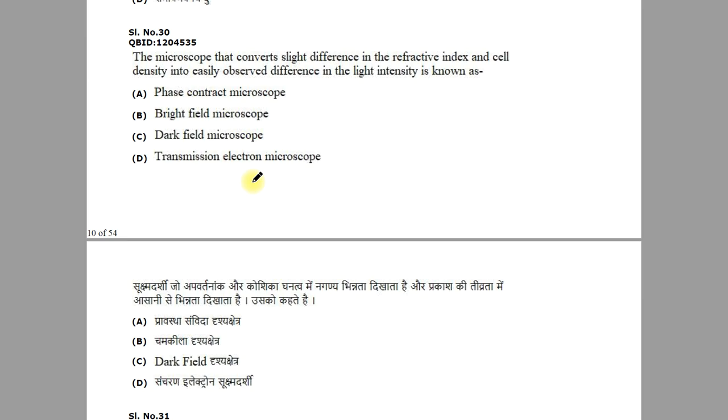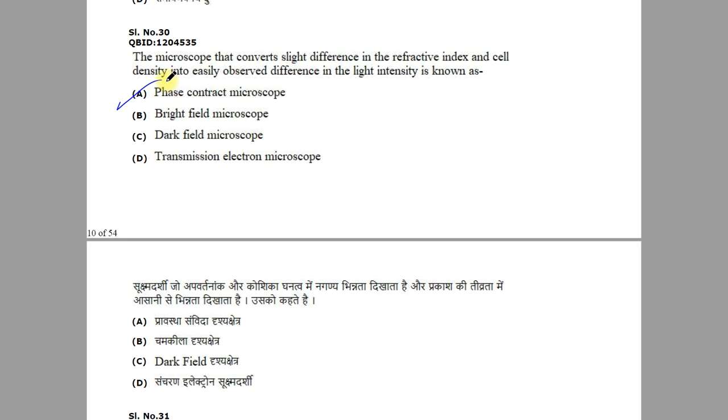Question number 30. The microscope that converts slight differences in the refractive index and cell density into easily observed difference in the light intensity is known as A, phase contrast microscope. B, bright field microscope. C, dark field microscope. D, transmission electron microscope. The correct one is the option A, which is the phase contrast microscope.